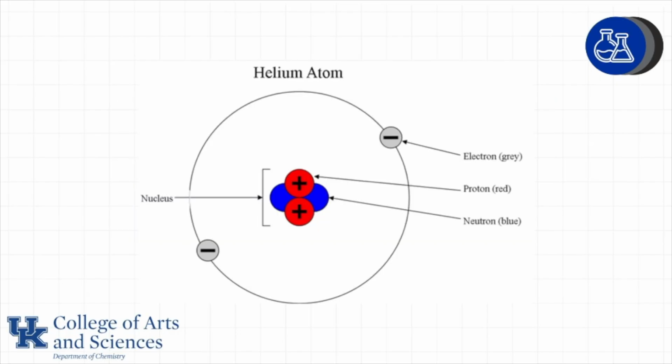Looking at the example of a helium atom, we see that we have protons and neutrons in the nucleus. The bulk of the mass of an atom is in that nucleus. That's also where all the positive charge is. And then outside that nucleus, we have the electron and the negative charge.